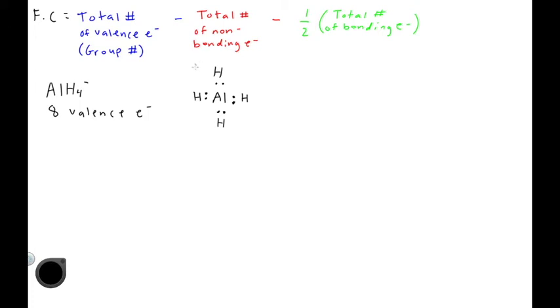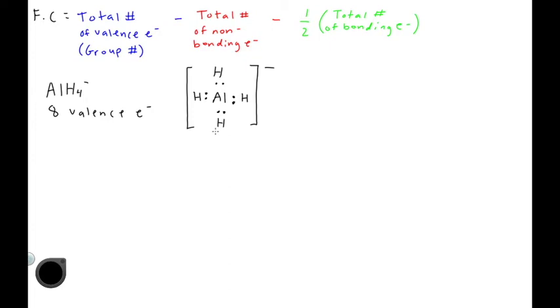And now we want to do one more thing. We want to add brackets around the structure and then add a negative sign up here at the top right. And these brackets and negative sign indicate that the overall charge of the molecule is negative. Remember, the sum of the formal charges of the atoms in the molecule has to equal the charge of the ion. So if we were to add up all the formal charges in aluminide, it should add up to -1.